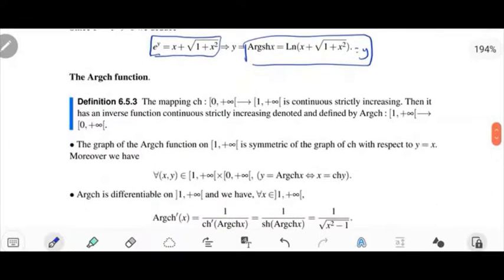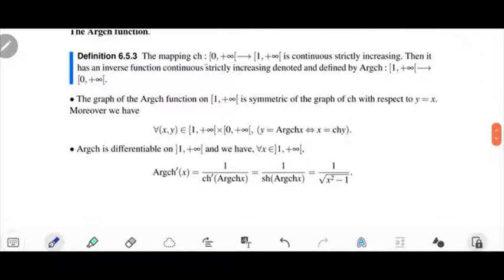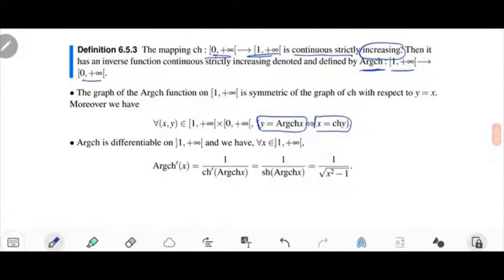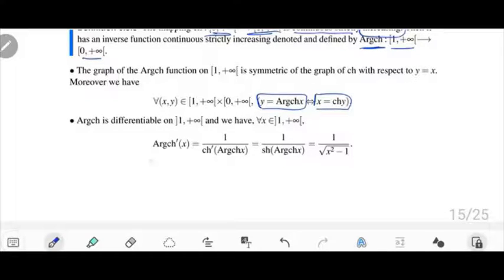Now going to the arg ch function. We take the restriction of ch from 0 plus infinity to 1 plus infinity, and this restriction is continuous, strictly increasing. Then it has an inverse function, which we will denote arg ch, that goes from 1 plus infinity into 0 plus infinity. And if y is equal to arg ch x, then x is equal to ch y, and if we calculate the derivative with the same formula, the derivative of arg ch is 1 over ch prime of arg ch x, which is the pre-image of x.